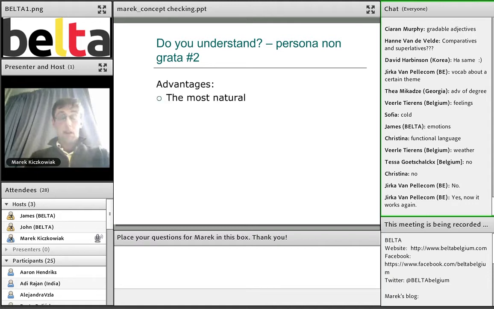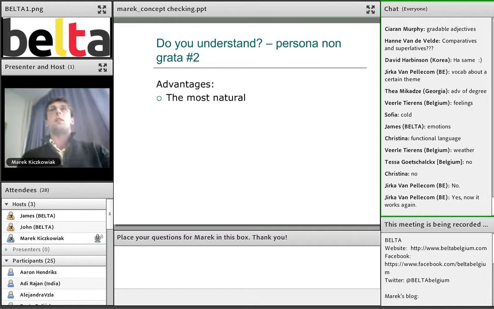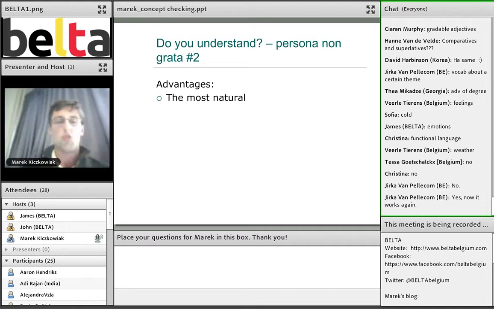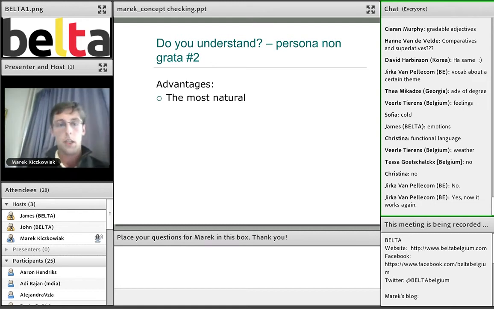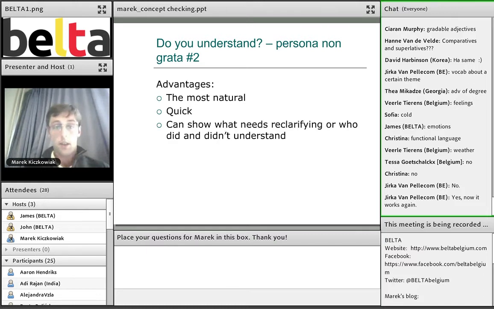Advantages. It's probably the most natural question. I mean, for goodness' sake, when do you ever in the natural, real world draw a timeline? You don't really do that, do you? So I think it's just the most natural question to ask. And it's quick and can show what you need to re-clarify. So I think there is a place for it in concept checking as well.